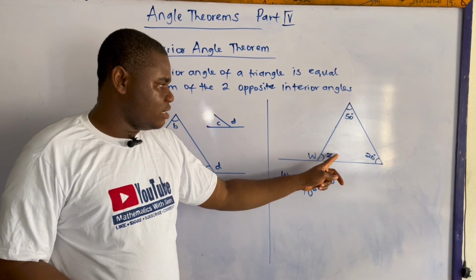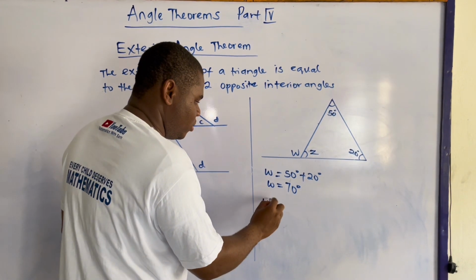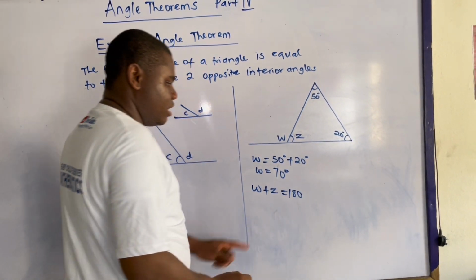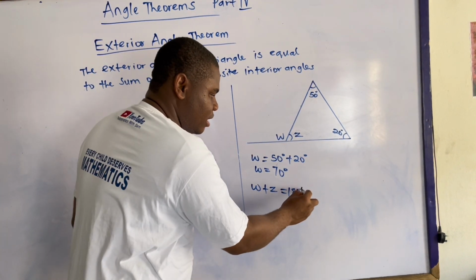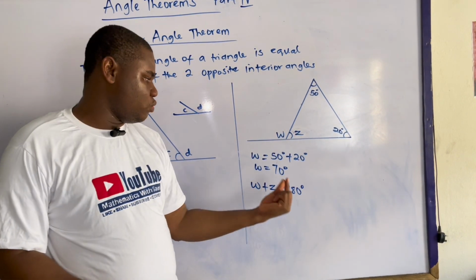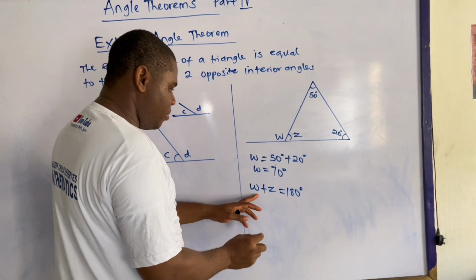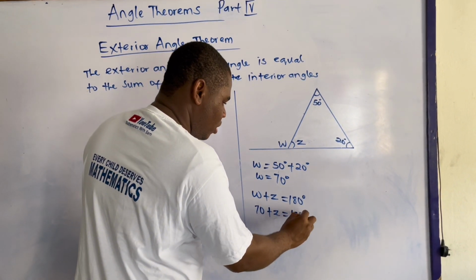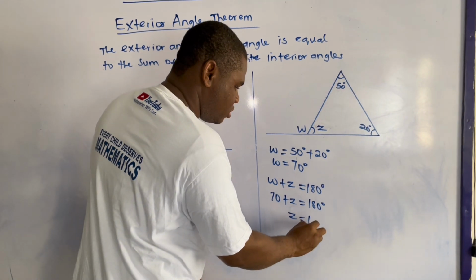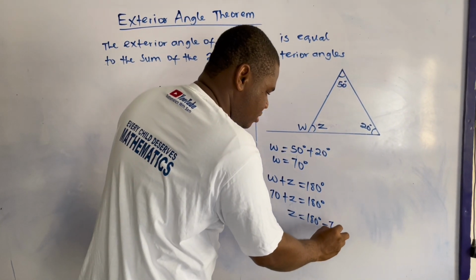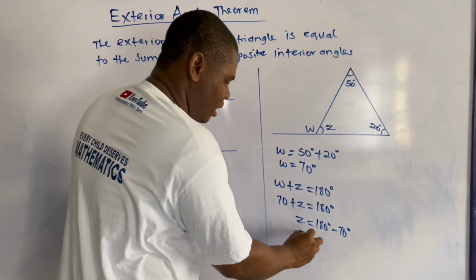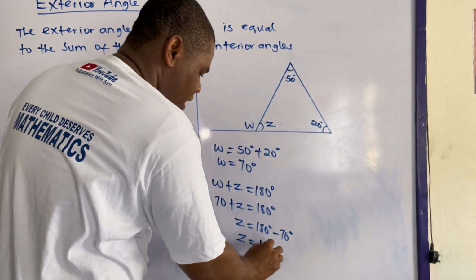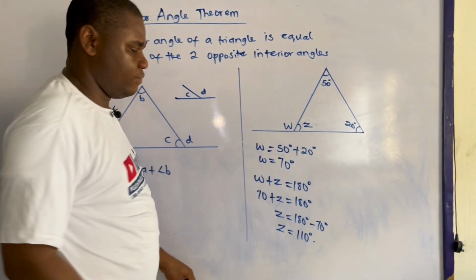Now, how do I get Z? We have angle W plus Z equals 180 degrees. That is angle on a straight line, because W plus Z gives us 180 degrees. In this case, W is 70, so 70 plus Z equals 180 degrees. So Z equals 180 degrees minus 70 degrees. So Z will give us 110 degrees.